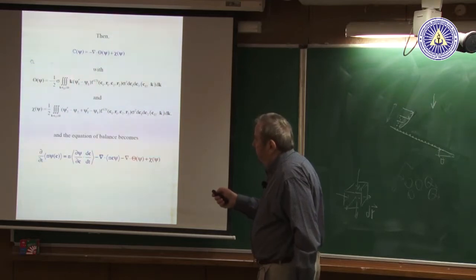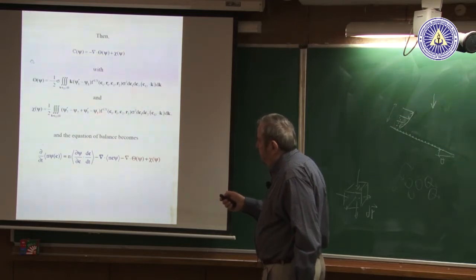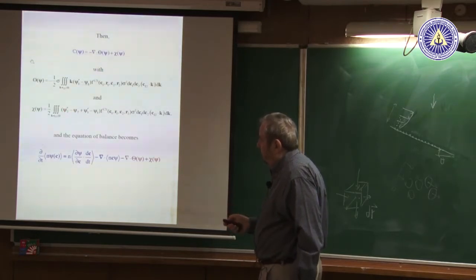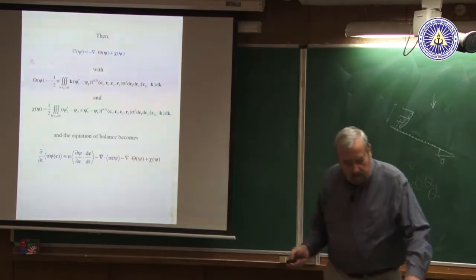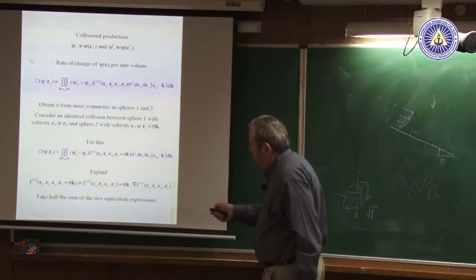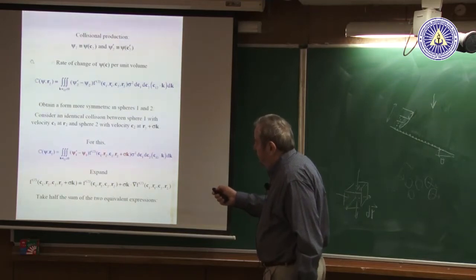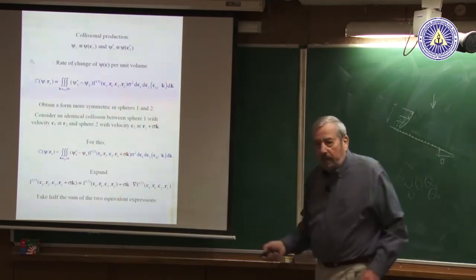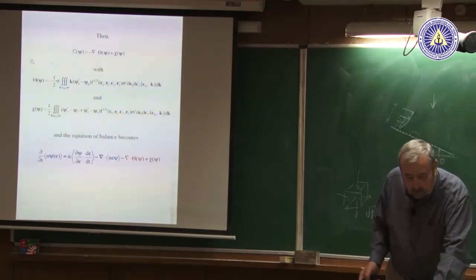an integrand that is simply the difference in the properties of particle one after and before the collisions, while the second term involves what is called the total change of property psi in the collision between two particles. That is, it is sensitive to this difference and to this difference when we take half the sum and divide.